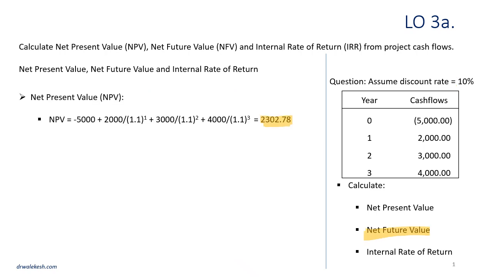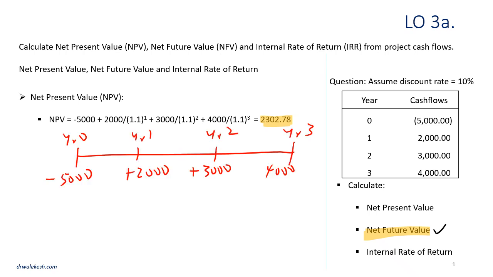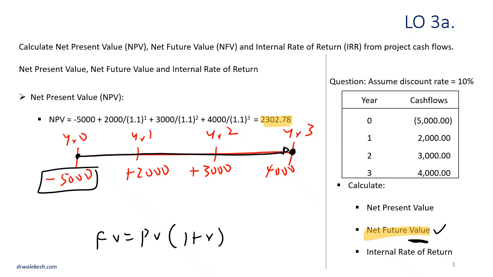Moving on to net future value. So here we need to compound to the future. This figure is in year 0. We need to compound to end of year 3. That's for 3 years. Recall that we agreed that future value is equals to present value into bracket 1 plus R raised to power T. So for this, it would be negative 5,000 into bracket 1 plus R. Our R remains 10%, which is 0.1 raised to power 3 because we are compounding for 3 years.